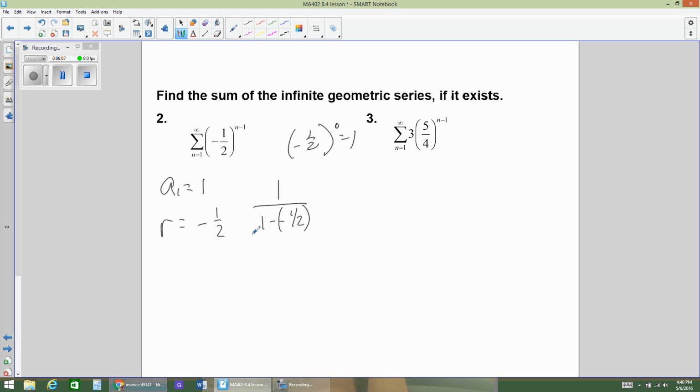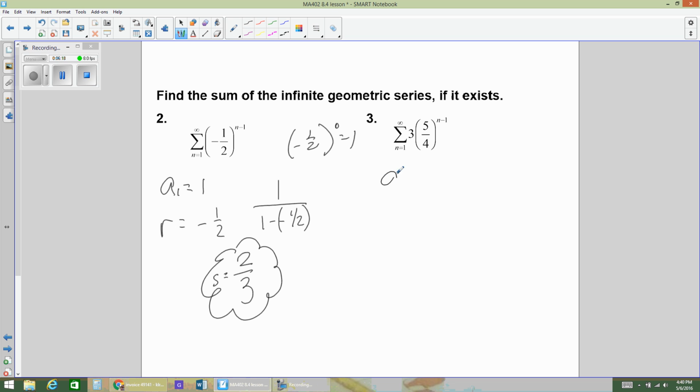And when you press math, enter, enter on that, you get 2/3 for your sum. So I should put S equals. Okay, on number 3, we're going to need a sub 1. We're going to need the r. Well, the a sub 1 is 3. The r is 5/4. Stop right there. 5/4 is bigger than 1, and so you know there is no sum. That's how we do these.